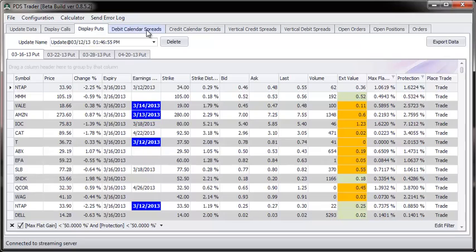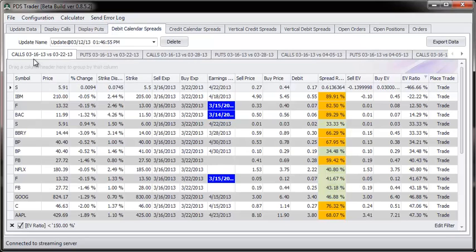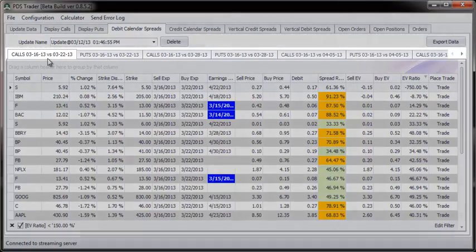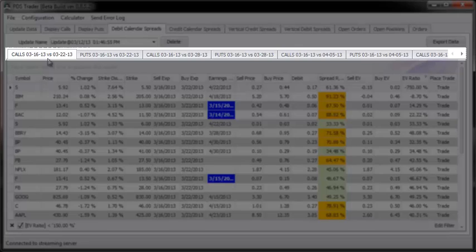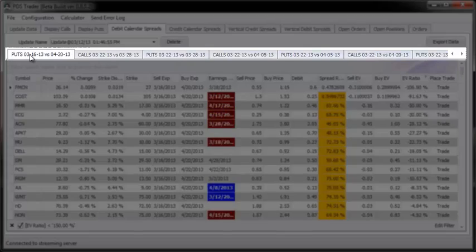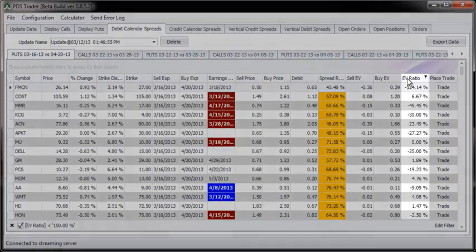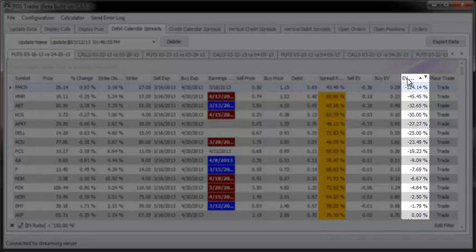With debit calendar spreads, we are comparing a near option with a far option using the same strike price. In the tabs, we are comparing the different expirations. We generally look at the upcoming weekly option and compare it to the next monthly option, though not always. So here, we'll look for the 316 versus the 420. Sort by the extrinsic value ratio, or EV ratio.